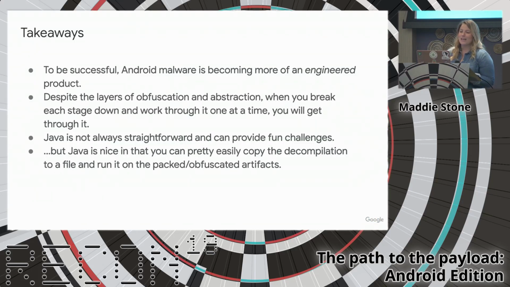So a few takeaways. It's pretty entertaining and fun as a reverse engineer to see such complex engineering going into some of these pieces of malware. And despite the layers of obfuscation and abstraction, when you open up that initial app and you're like, what in the world is it doing? If you just take it one layer at a time, none of those things I talked about were super complex in and of their own right. So if you take it one step at a time, it gets pretty clear.